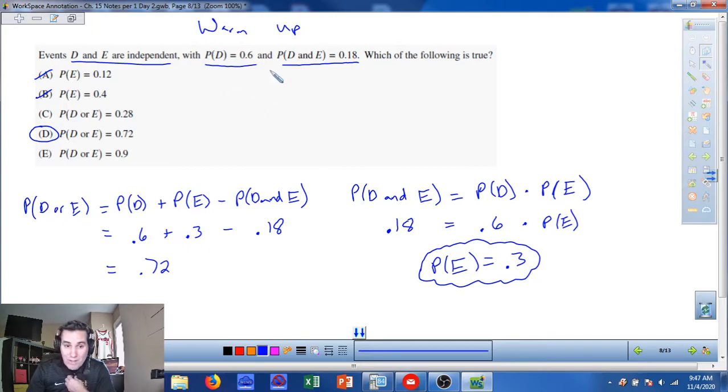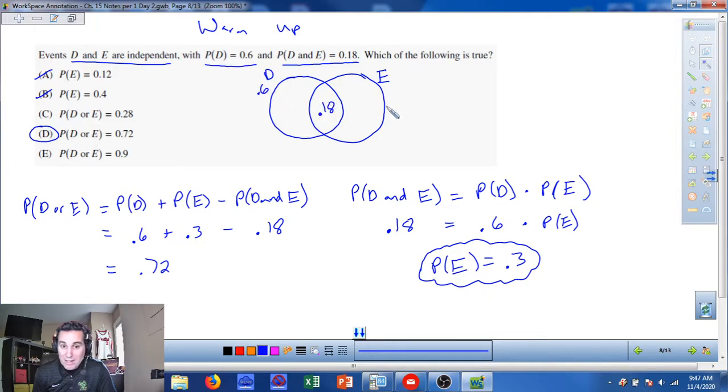You could have done it with a Venn, but I feel like since they defined everything and they had all the variables, it would have been easy with the formulas rather than a Venn diagram. If you did do it with a Venn, here's a real quick Venn so you can check your Venn diagram. I would have had D, I would have had E, and what we knew at the beginning was this whole circle is 0.6. We know the middle here is 0.18, and that's all we knew. So then you'd have to use the independence aspect to figure out, oh, this whole circle must be 0.3.